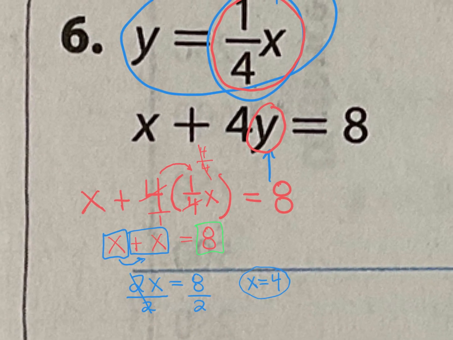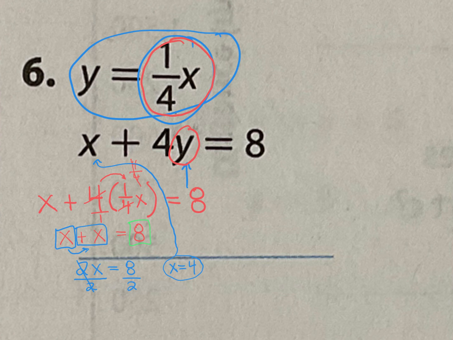But how do I figure out what y equals? I can plug it into either equation. Let's plug it into the second one just because. It's really easy in the first one, but let's plug it into there. So if I know that x equals 4 on that equation, then I have x plus 4y equals 8. But I know x equals 4, so I'm going to plug in 4 for x.